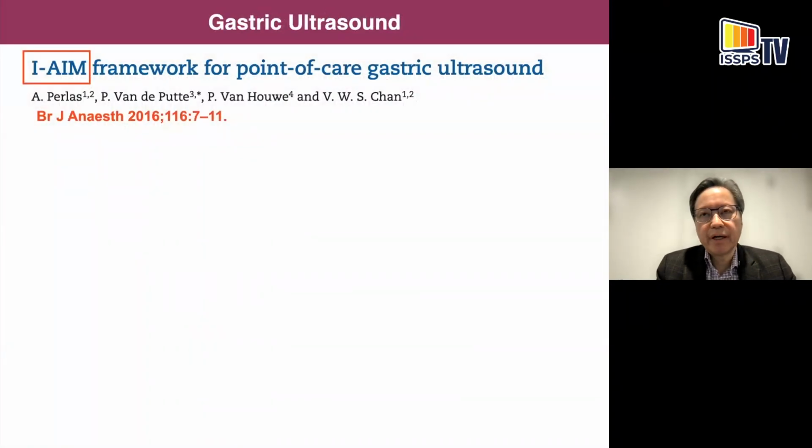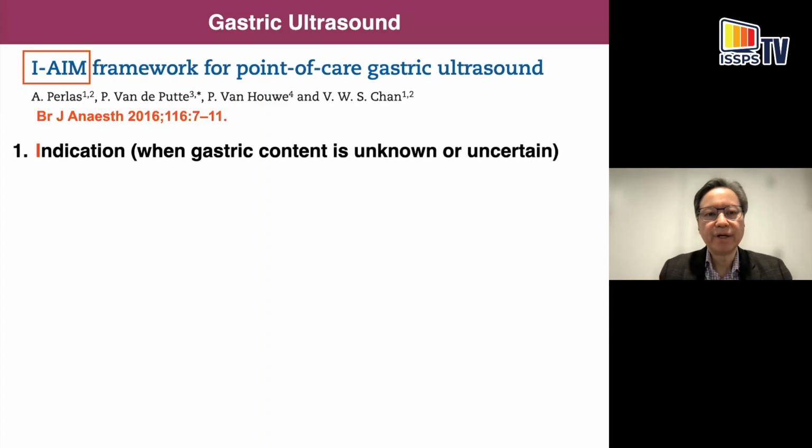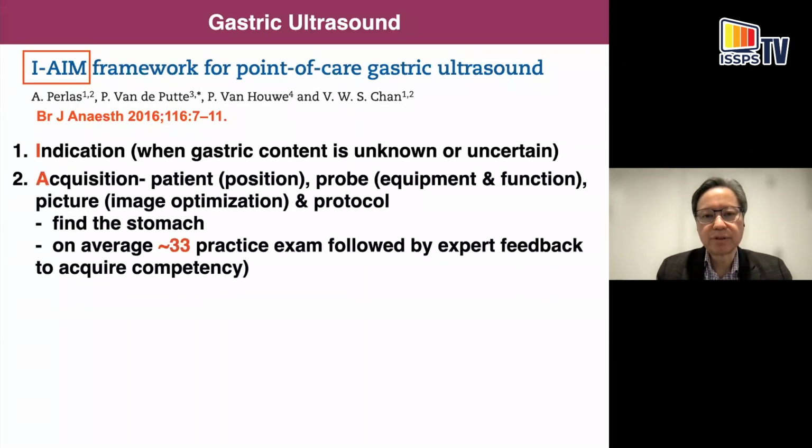Like any point-of-care ultrasound application, gastric ultrasound also follows the I-AIM framework. I stands for indication. It is indicated whenever we don't know whether there is any gastric content. A stands for acquisition. We need to know how to position the patient, what type of probe to use, what settings of the machine, also to make sure that we can capture a good image. Remember, a bad image is not going to give you any information.